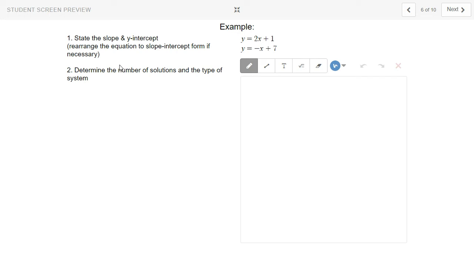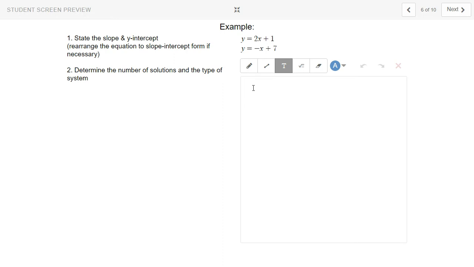Okay, this next example, we're not doing any graphing. We're just looking at proving this. We're going to look at the slope and the y-intercept, and we're going to determine the number of solutions that there are and the type of system.